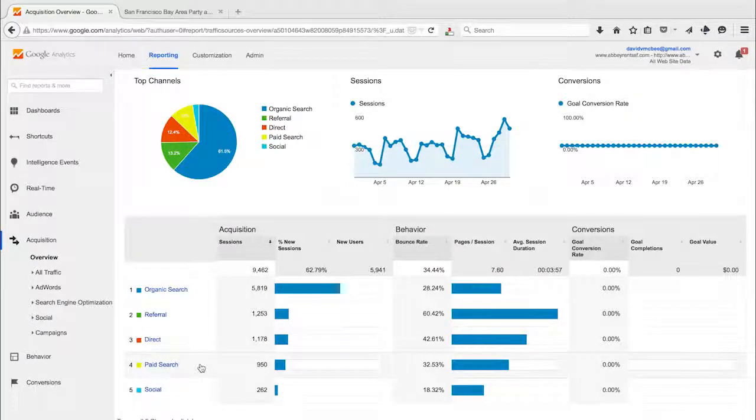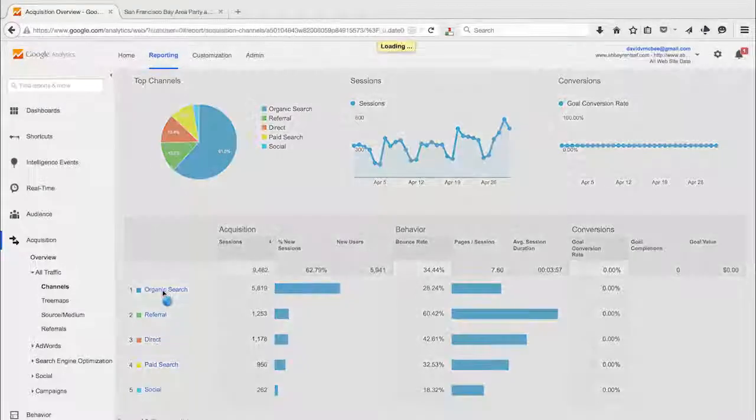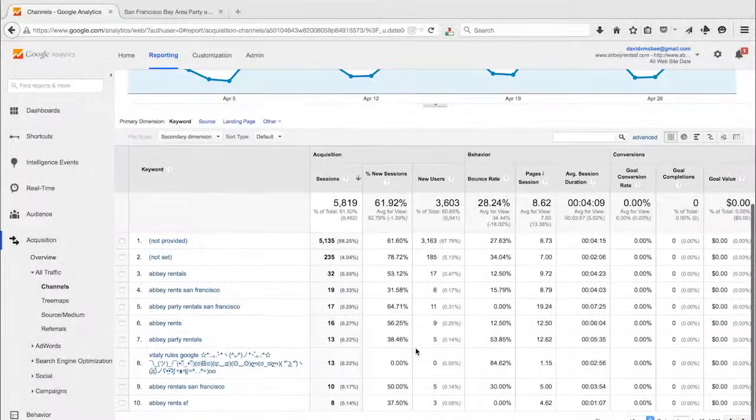Paid search is just what it sounds like. You can see this business has a Google AdWords account that is responsible for a solid percentage of their traffic. And social comes from sites like Twitter and Facebook. When we click on each of these, we get a deeper look into the results. When I click on organic, I get a peek at some of the keywords users searched in order to find them.